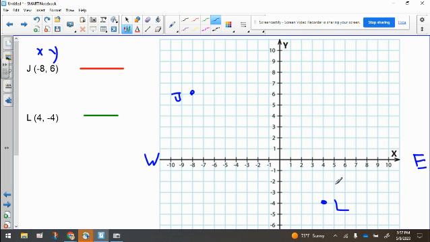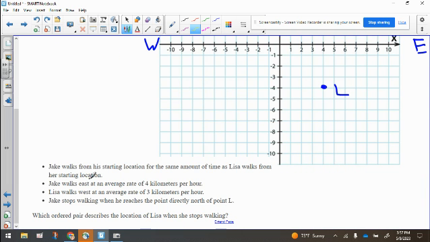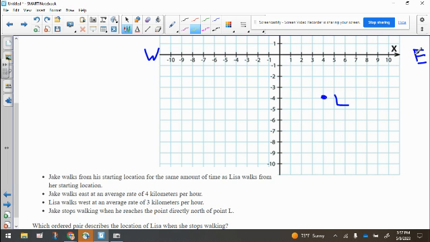All right, now remember, we want to stop when we get here. I'm going to put a yellow mark right there, because we want to be directly north from Lisa. So this is our stopping point. Now here's where it gets a little bit tricky. Again, it says he's walking east, so that means he's going to the right at an average rate of 4 kilometers per hour.